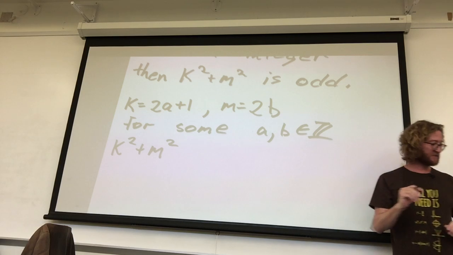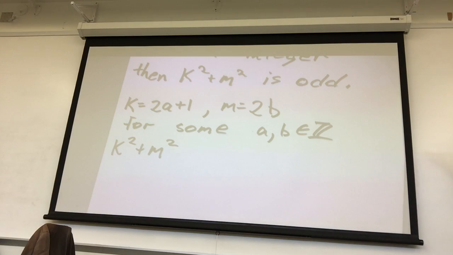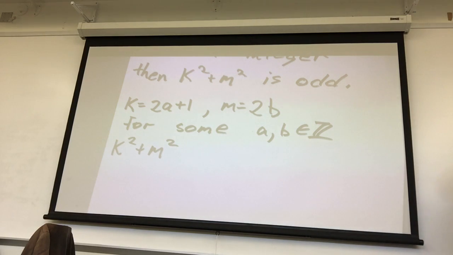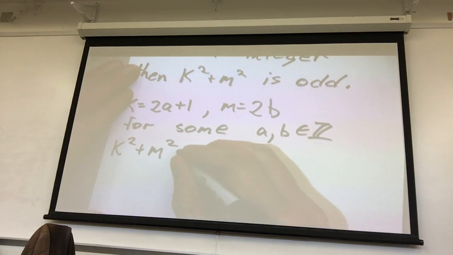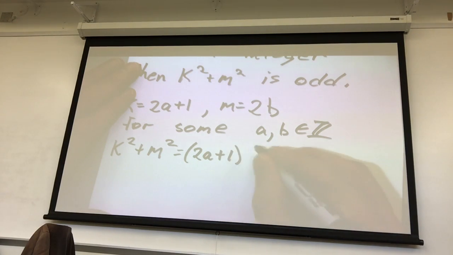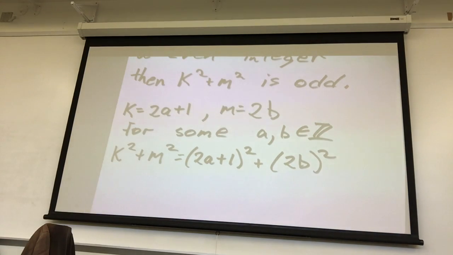Okay? So we go back to our if statement, and we're going to plug our if statement into this and manipulate it to try to determine if this one really is odd. Okay? So that would equal (2a plus 1) squared, and then plus now (2b) squared. So we're just basically plugging in that one is odd and one is even.